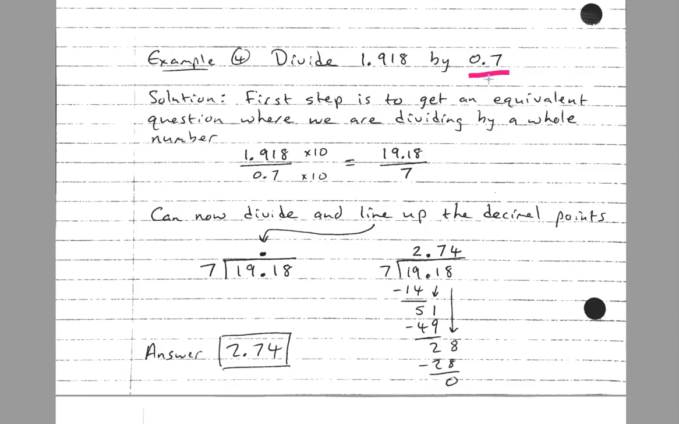And so once you're dividing by a whole number, then you can line up the decimal points like this in the long division.